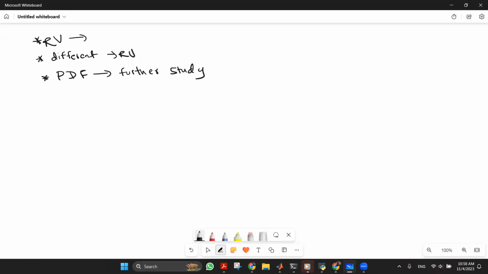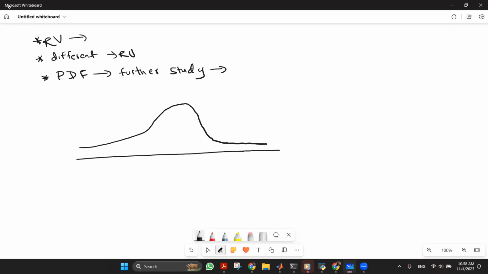We are going to study it using some mathematical definitions, so that we can find further statistics from this PDF function. The PDF function could be something like this. Let's say, I will draw it in a way like this.